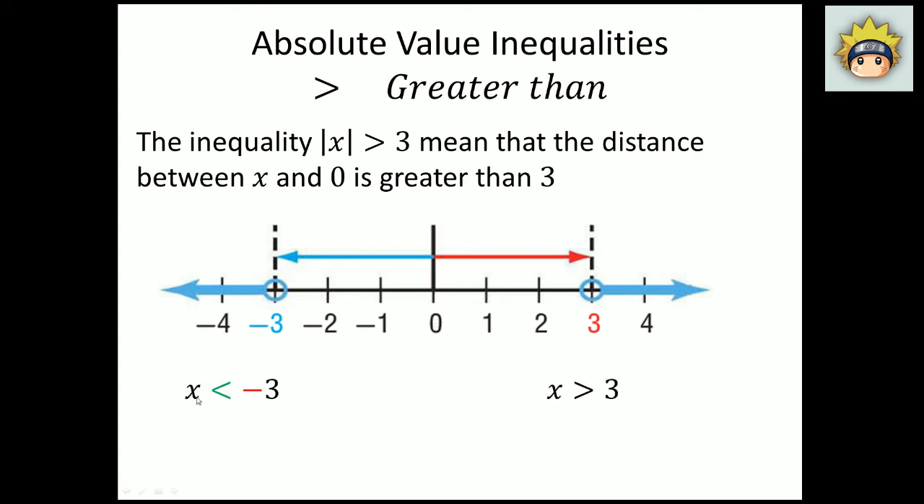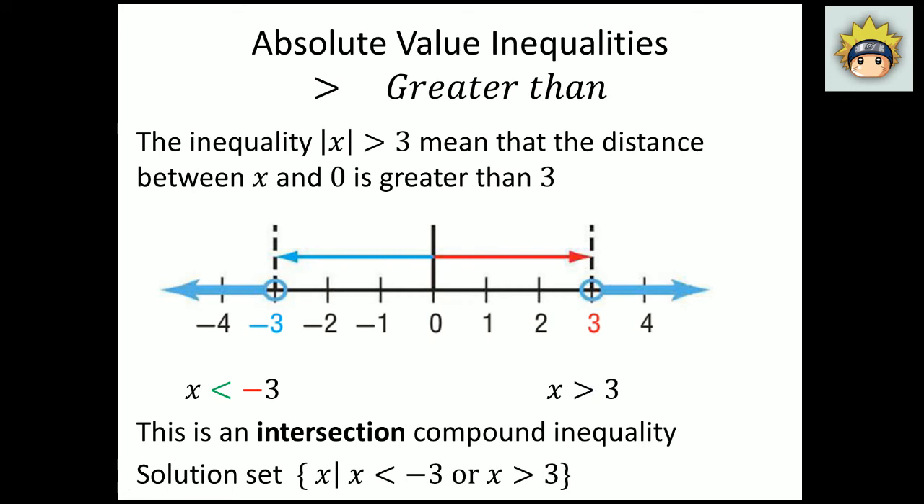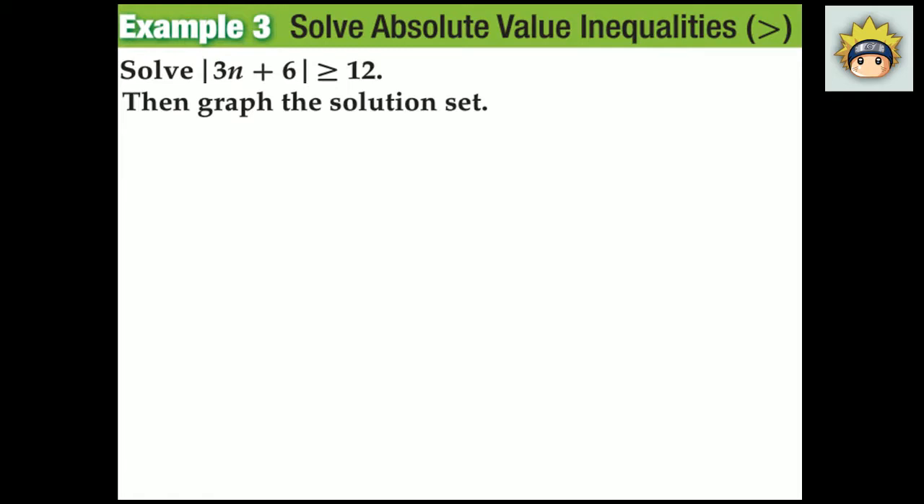This looks like, remember to change the inequality, that x is less than negative 3. That's why it's going to the left. And x is greater than 3. That's why it's going to the right. Remember, ooh, this is wrong. This is not the intersection. This is actually the union. This is the union compound inequality. The solution set is x is less than negative 3 or x is greater than 3. Sorry about that. So let's do example 3 to show you how it applies in the problem.